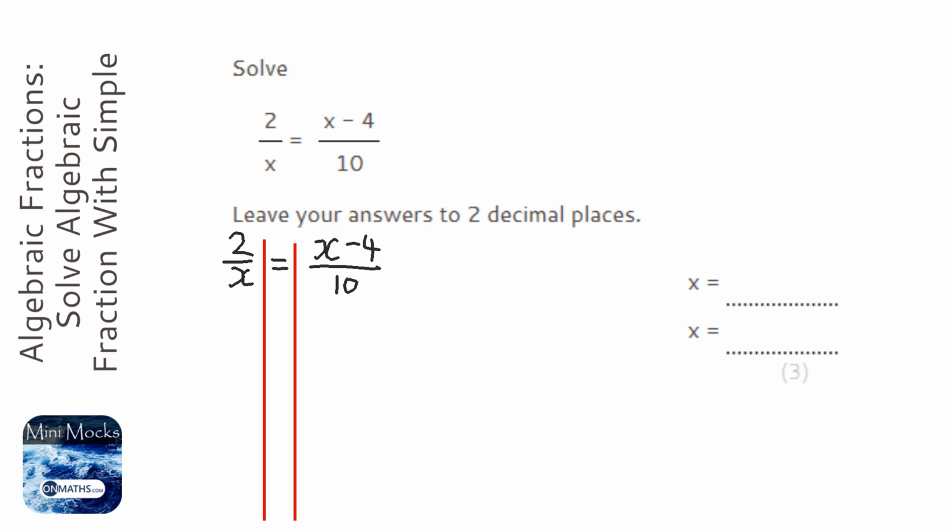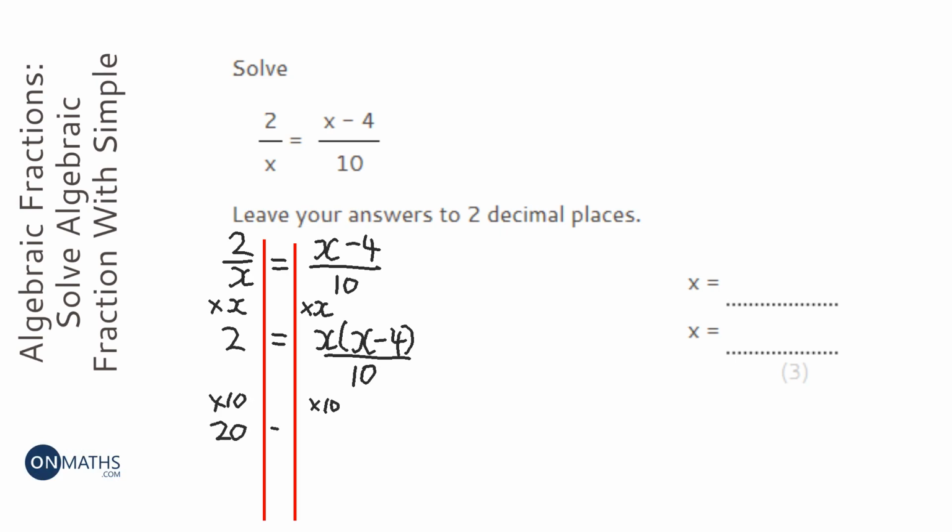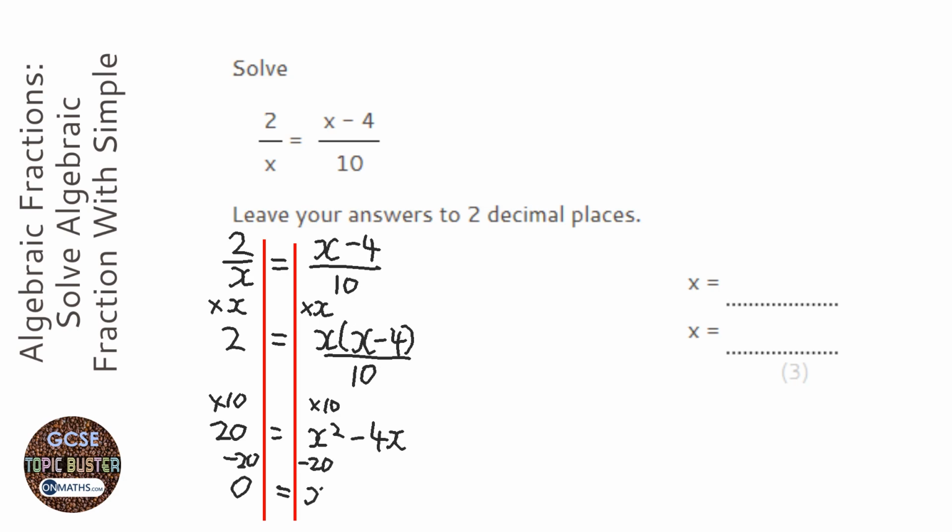Okay, so if I times both sides by x, that gets rid of the fraction on the left hand side, and when you times a fraction by something, it always times the top. Bottom stays unaffected. And to get rid of the fraction on the right, I'm just going to times both sides by 10. So it gives me 20 equals, and I'm just going to expand this, x squared minus 4x. Now if I take away 20 both sides, I get it equal to 0.